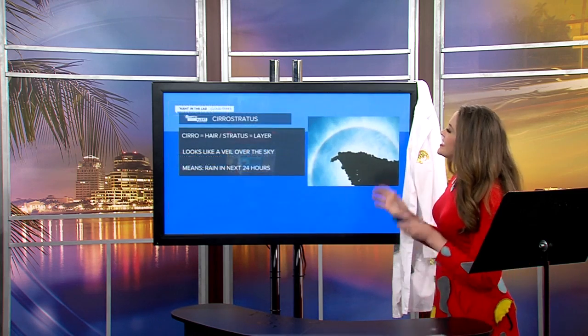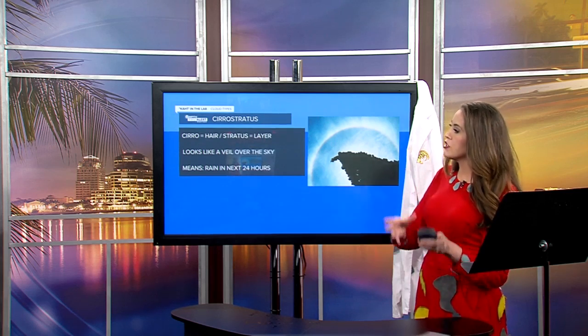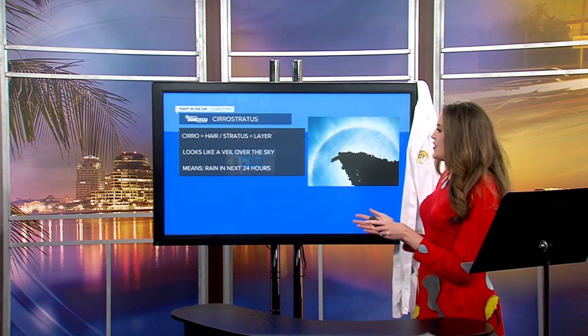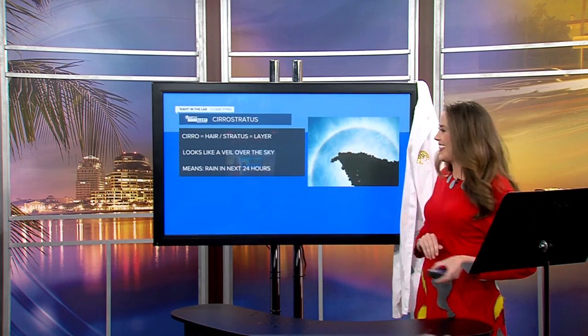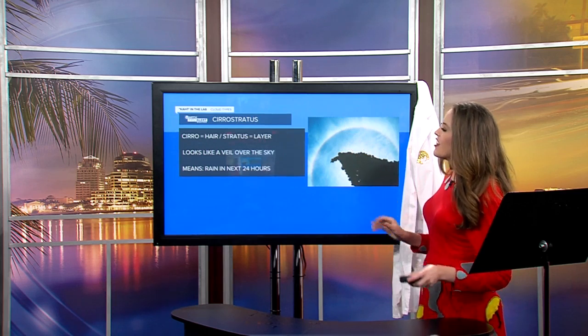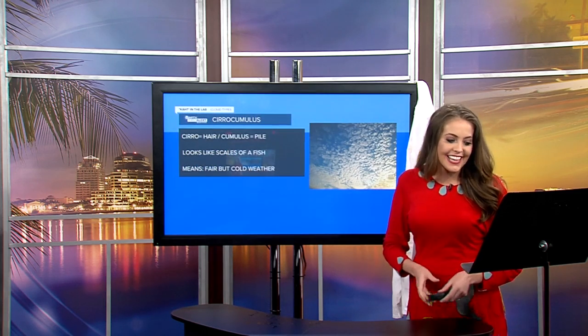Another high cloud, the cirrostratus cloud. You put cirrus together, meaning hair, stratus, layer. So you've got kind of a layered hairy cloud, I guess. It's kind of a blanket layered cloud. It almost looks like a veil over the sky, and it can mean that rain is possible in the next 24 hours. We've got two more clouds to get to.